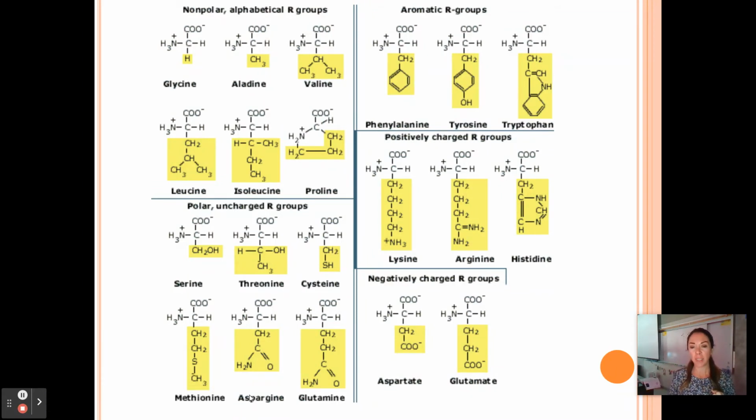All right. This is shown a little bit differently in your book, but you should know that the amino acids are broken into different types of groups, right? You do not need to memorize these, but you do need to know that there's nonpolar, there's aromatic, there's positively charged. Oh, these are all based on their R groups, right? The things that come off.